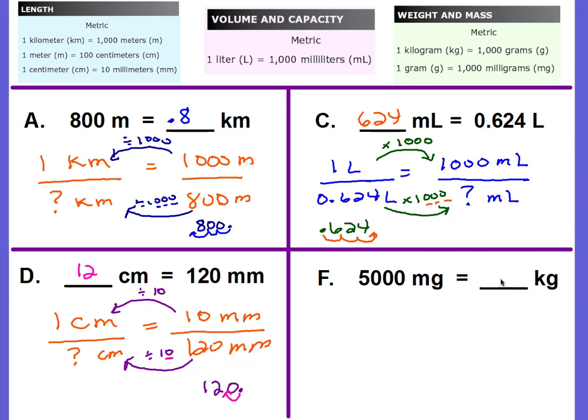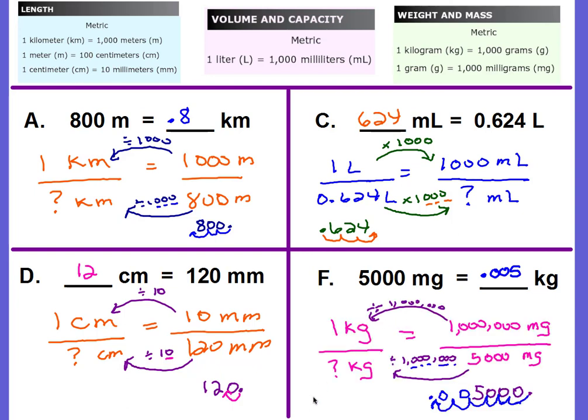And letter F. Did you get 5 thousandths? If you did, very nice job. Let's go ahead and take a look at the work. The unit rate, 1 kilogram, is equal to 1 million milligrams. So this one's a little bit different. We're going from kilograms to milligrams. Take a look, here's our kilograms, and we want to go down here to milligrams. So there's a step. To get rid of the step, we have to multiply 1,000 times 1,000, and that's where the million comes in.